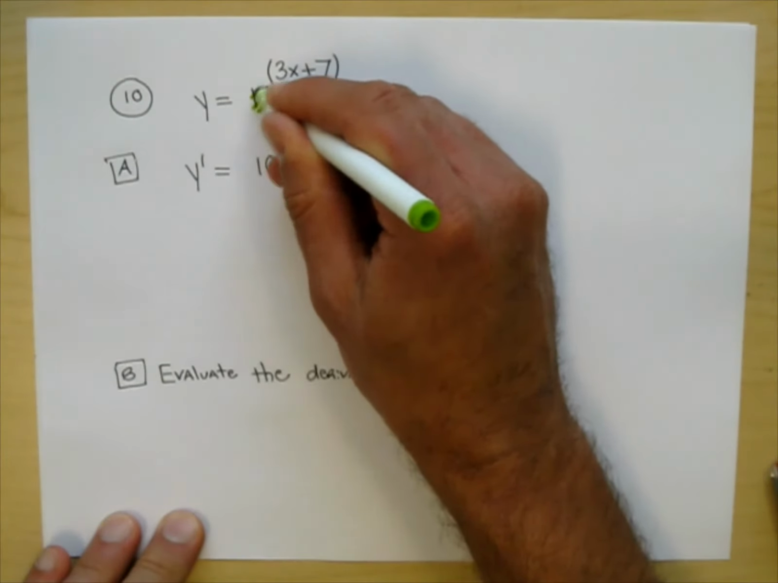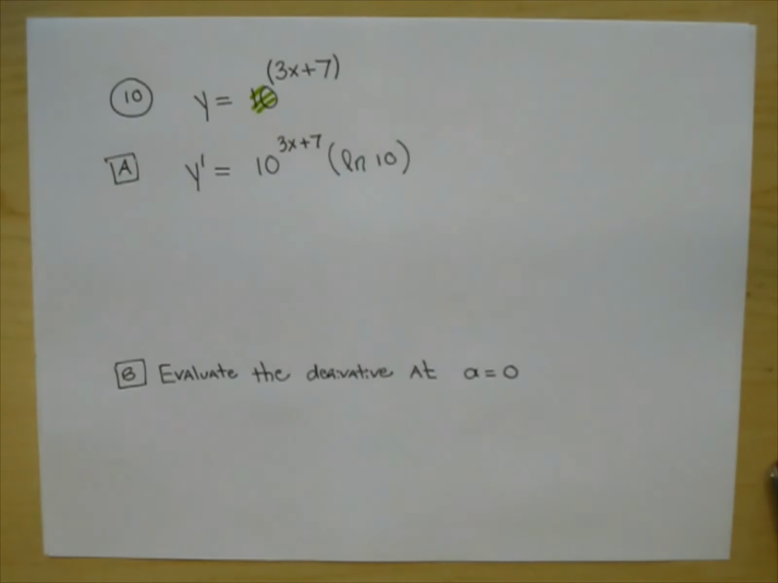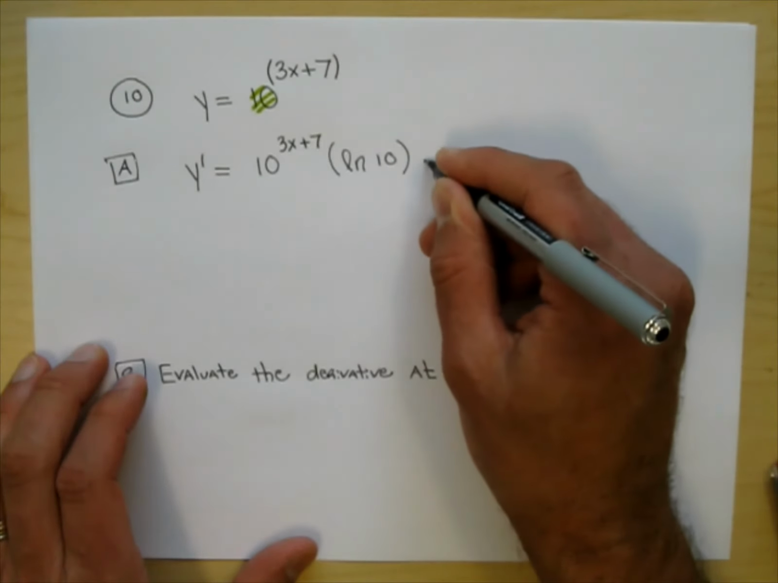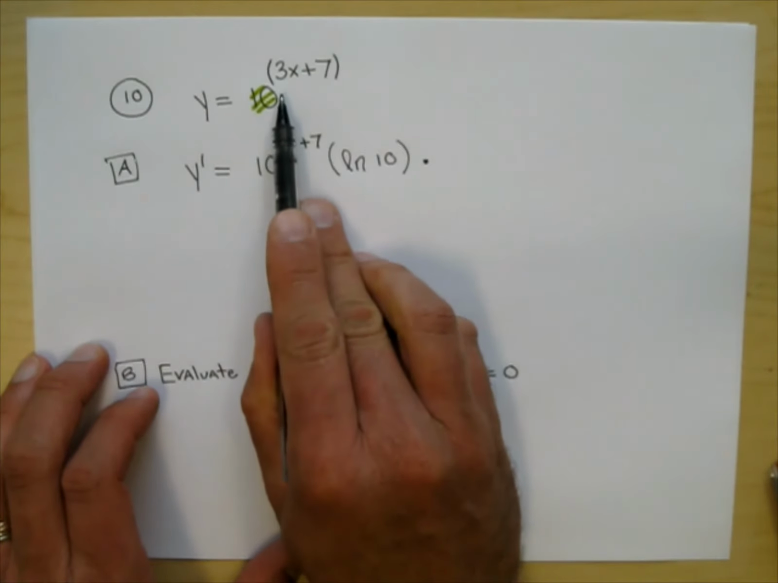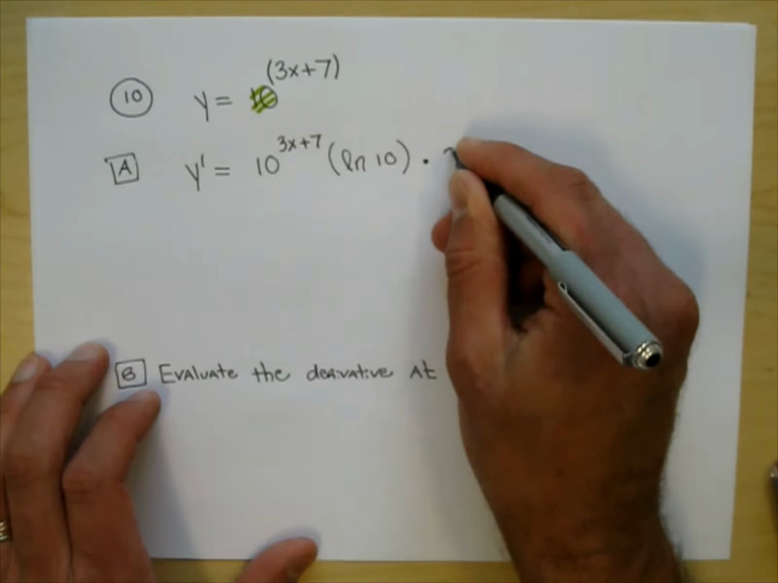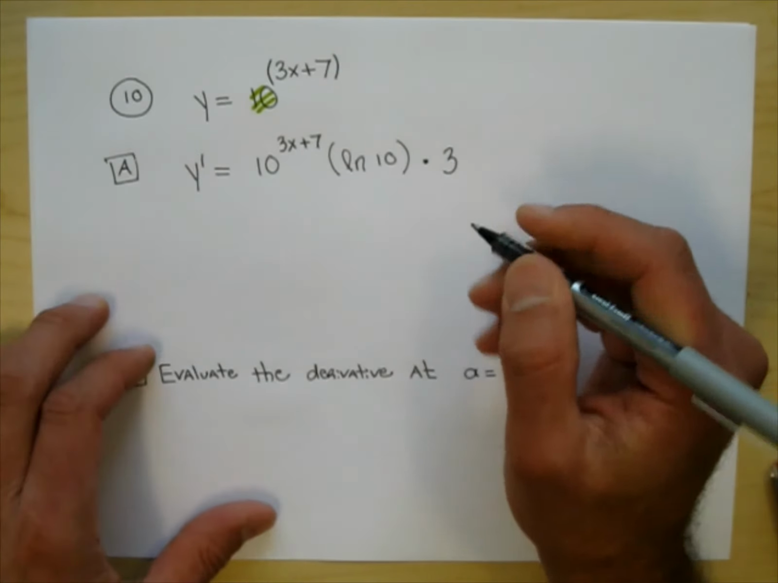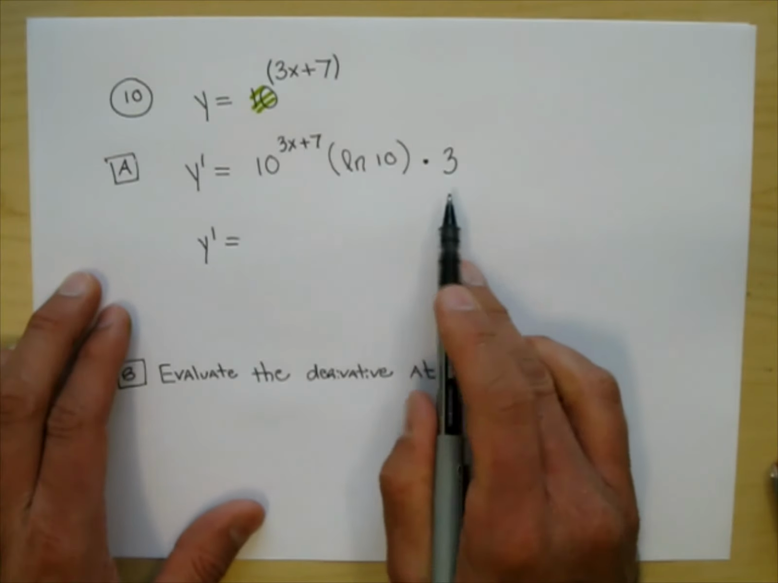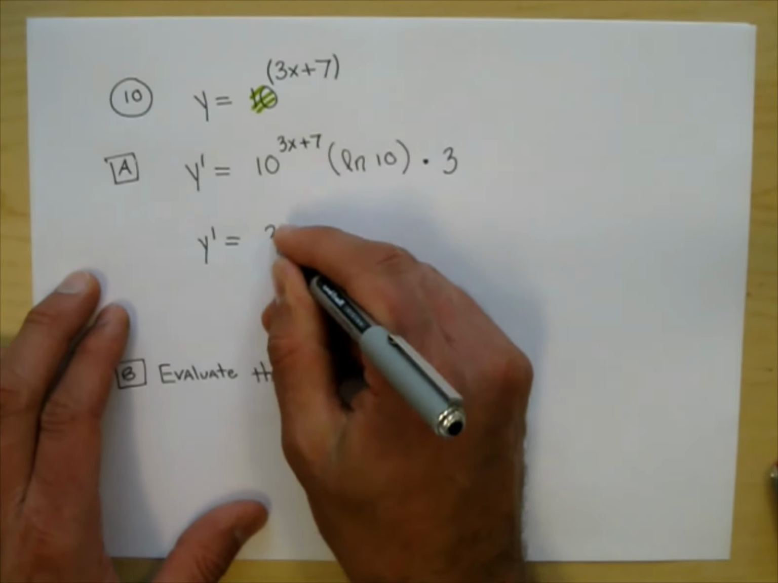We get rid of that because we're doing the chain rule. And now what we're going to do is we're going to do the derivative of this right here. It's the derivative of 3x plus 7. It is just 3. Now, we like to put our coefficients in front, so we're going to put the 3 in front.